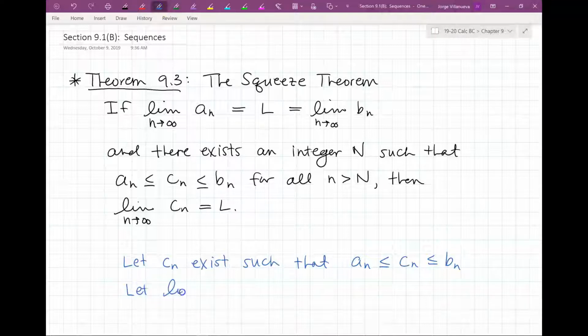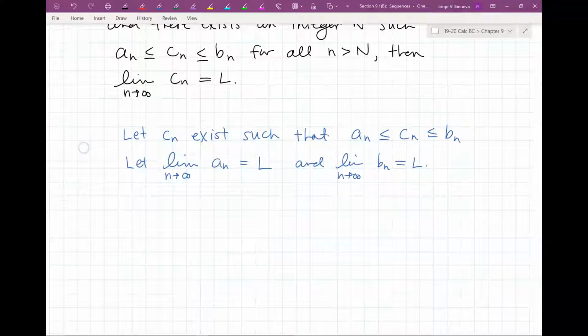Let the limit as n approaches infinity of a sub n equal L, and the limit as n approaches infinity of b sub n equal L. So we're going to let that exist. So we're going to assume that there's a function that's less than or equal to b sub n. Okay? So there's three functions here. C sub n is a function that's less than or equal to b sub n, but it's also greater than or equal to a sub n. So it's just a function in between.